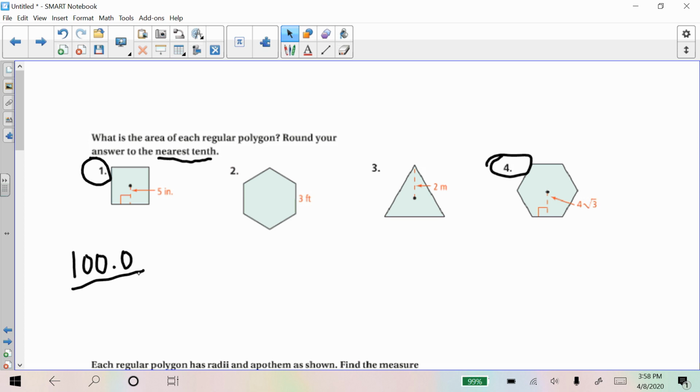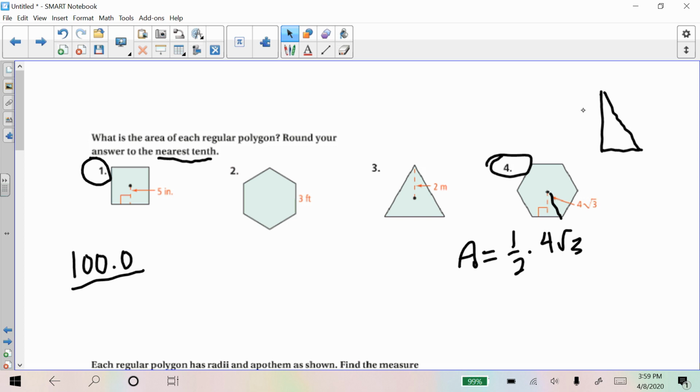Okay. Number four, a lot of people got that wrong. So let's quickly go through that. 4 times the square root of 3 is the apothem. So to find the area, we're going to do 1/2 times 4 times the square root of 3. And we need to use that to help us find the side length. And one thing we know about the apothem, I'll just draw this little triangle here. Now this is a 30, 60, 90 triangle.